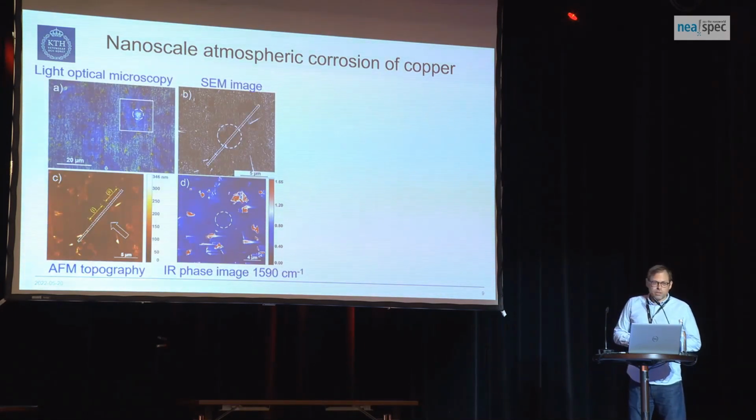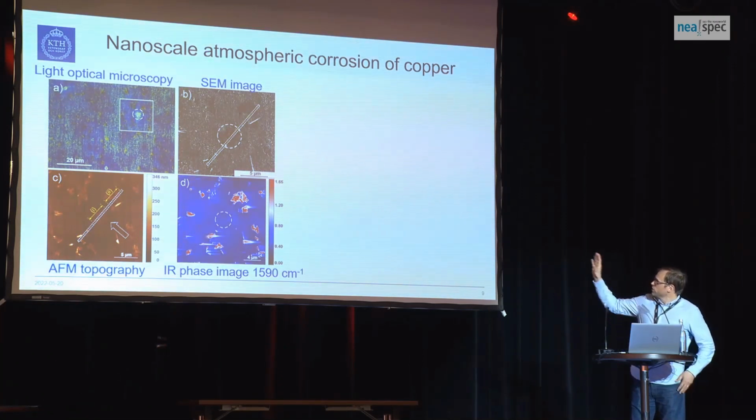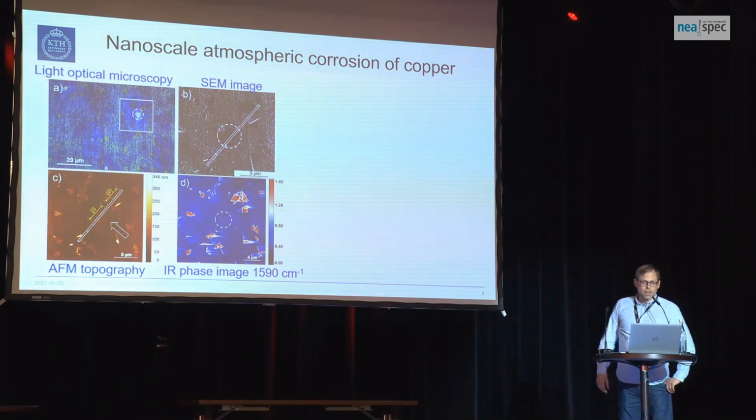And now I'm going to talk a bit more in detail about these studies. So you see up to the left, we have a light optical microscopy image. You see there's some white spot in the middle. So we zoom in on them. So this white circle that you see here, that's the same area. In the same image, you can see that there is some structure.